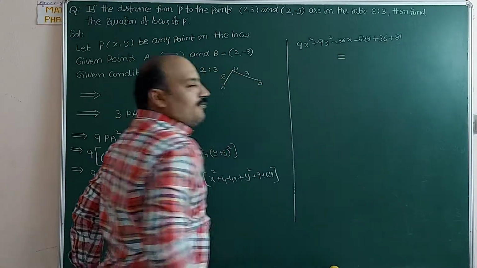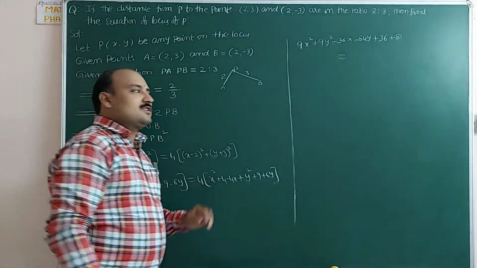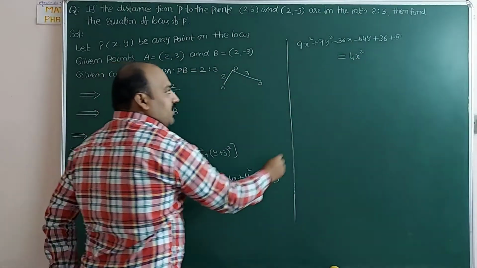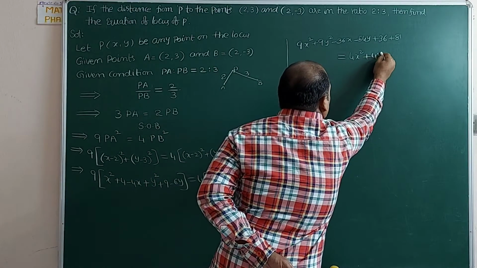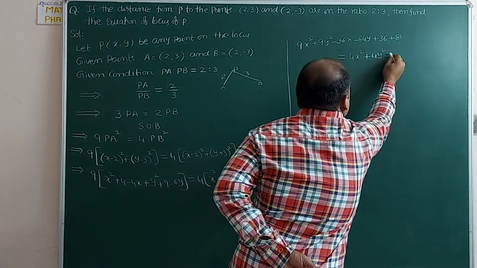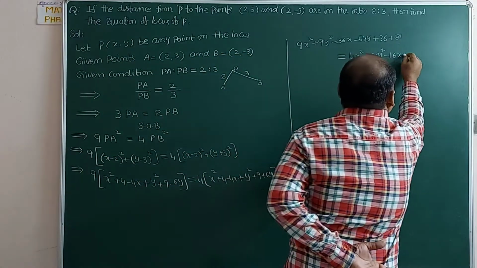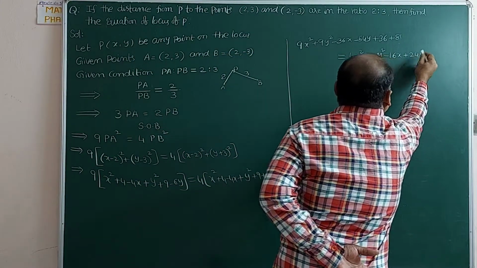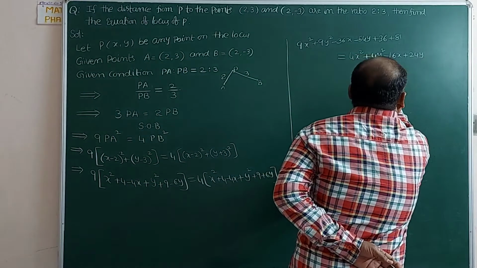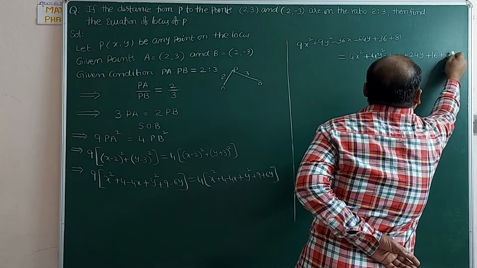Which is equal to, here also each and every term you have to multiply. In order you can take 4 into x square, 4x square. 4 into y square, 4y square. Next, x terms, 4 into minus 4x, minus 16x. 4 into 6y, plus 24y. Next, 4 into 4, 16. 4 into 9, 36.